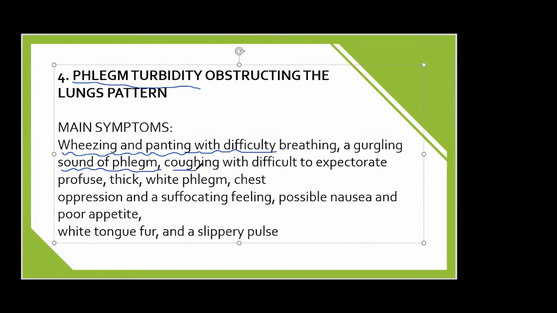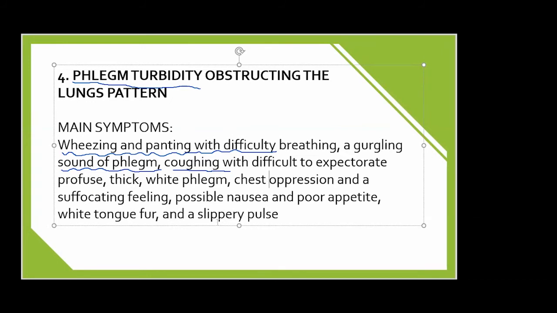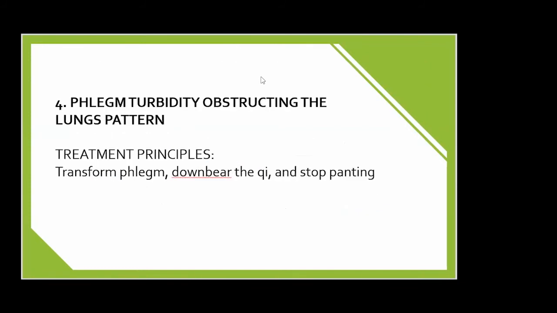The patient also coughs, but it is difficult to relieve, and there is pressure in the chest. Sometimes phlegm comes out, usually white in color. Possible nausea and vomiting. So those are usually symptoms related to phlegm. White tongue coating, sometimes greasy. The pulse is slippery, coming from the phlegm. Treatment principle: certainly we need to transform phlegm and direct lung qi downwards, stopping cough and asthma.